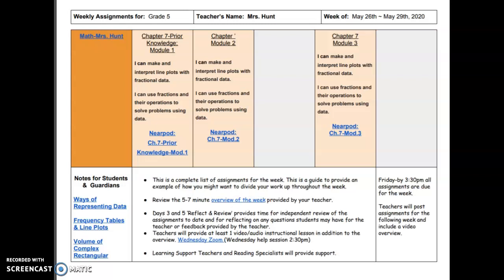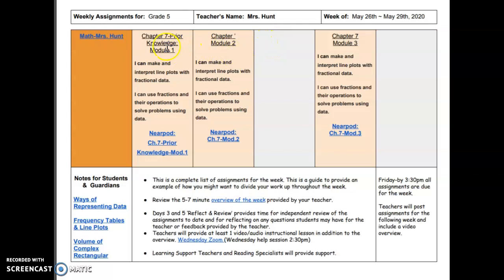So let's take a look at what we'll be doing in math this week. First of all, because of the holiday, this work week starts Tuesday the 26th and runs to Friday the 29th. Okay.